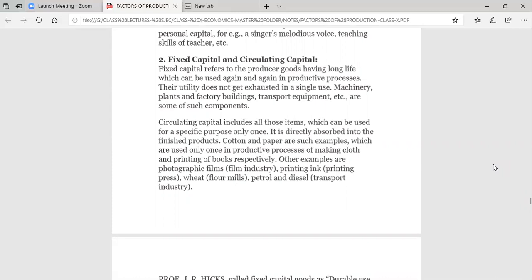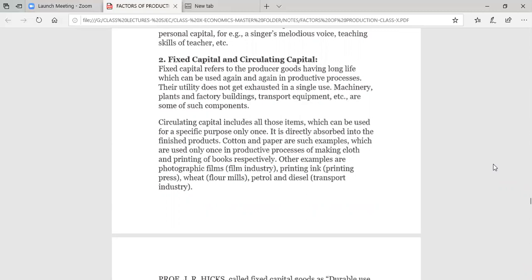Fixed capital means, by the name, you can understand, the capital which is fixed. Which capital is this? Machinery, plant, factory building, transport equipment. These are fixed. Whenever you construct a factory, the factory sets are fixed, the machinery is fixed, the equipment is fixed, everything is fixed. And these are all capital.